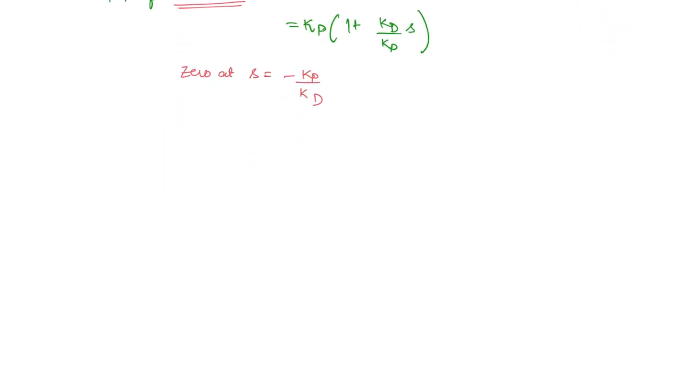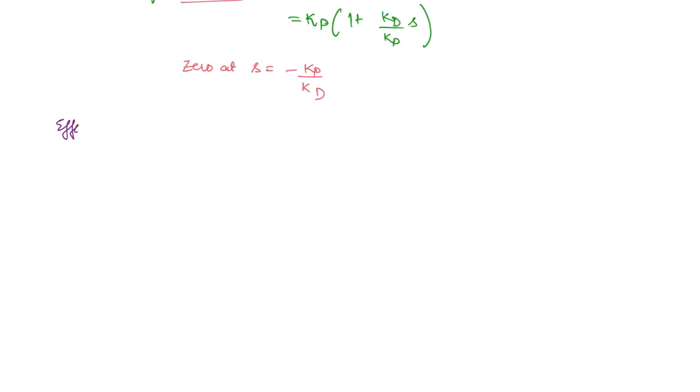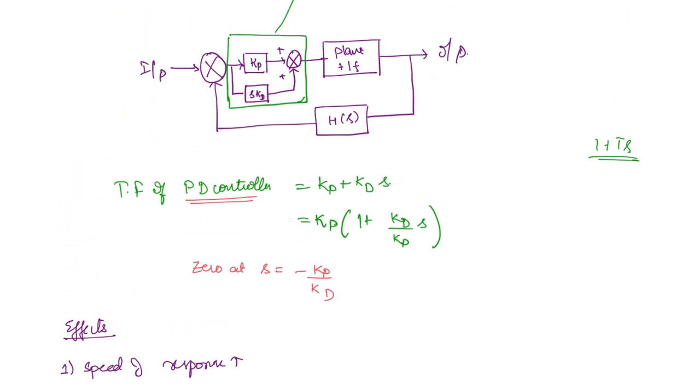Now what are the effects of the PD controller? The very first effect is that the speed of response is increased. Why is that? If you look at the transfer function, you have the error function here, which you can write as E(s). Now the error function is being multiplied with a constant here, which is the proportional part, and here with the derivative.